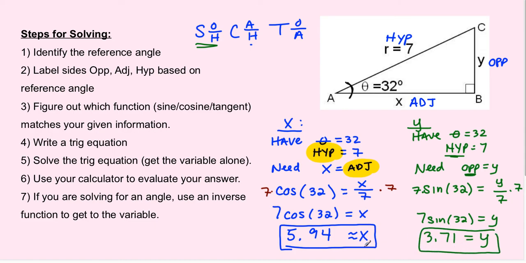Additionally, once I solved for x, I technically knew two sides of my right triangle, so I could have used the Pythagorean theorem to solve for y. I like using the trig because it gives me a more exact answer. As we're looking at these notes, we see that in the last step, step 7, I said if you're solving for an angle, use an inverse function.